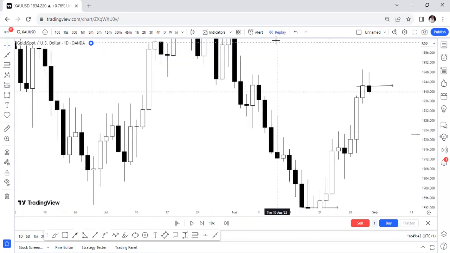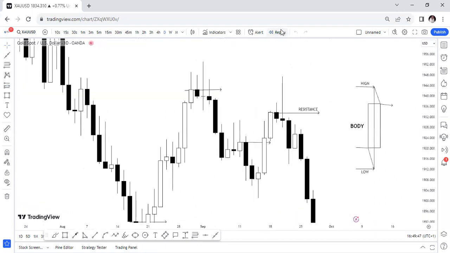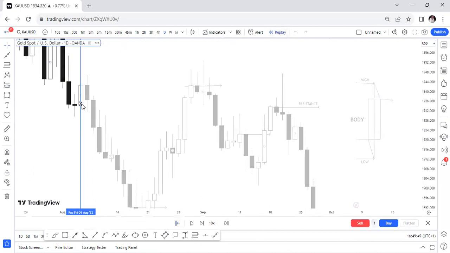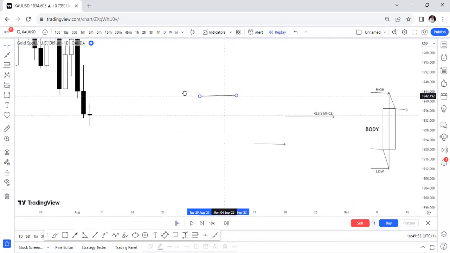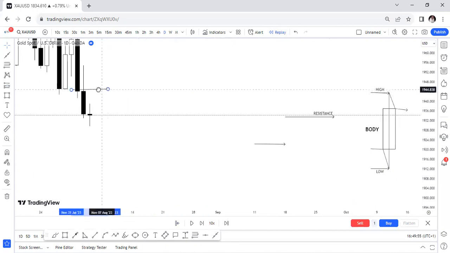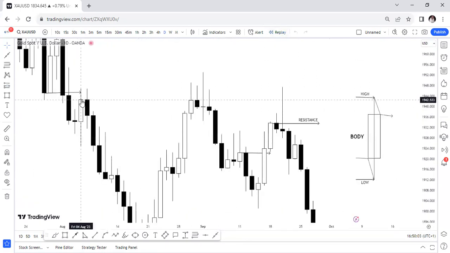Now see this place, for example. If you were here and you come to this place, you see this is a gap, right? This is a gap. This is a breakout. Let's move forward. Let me first take care of this place.